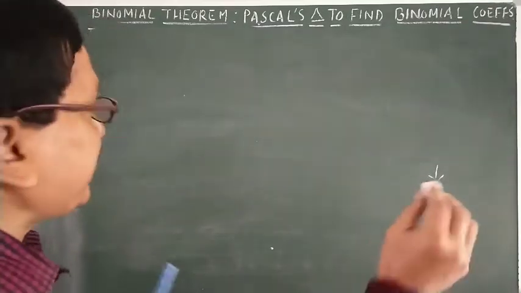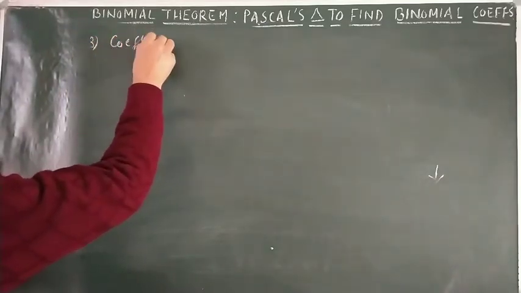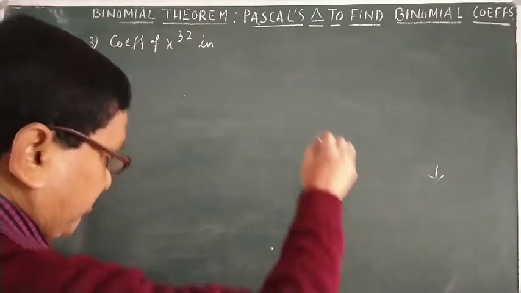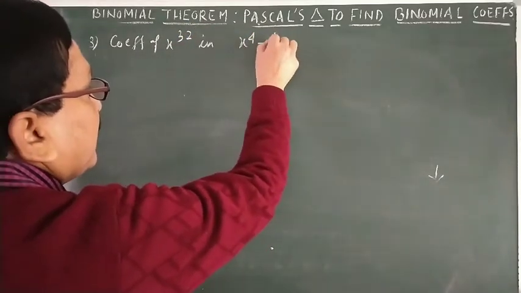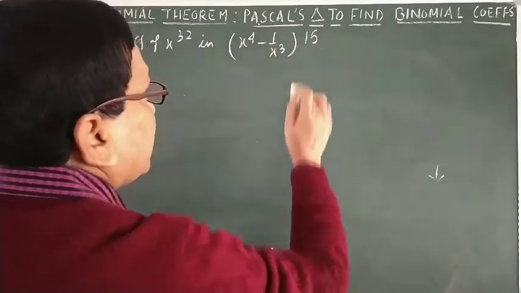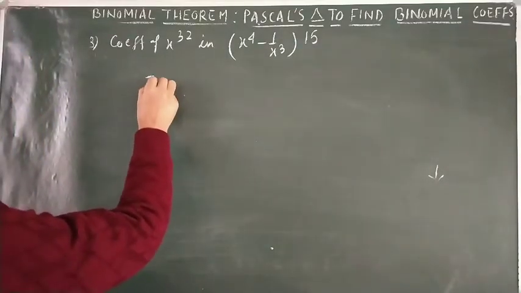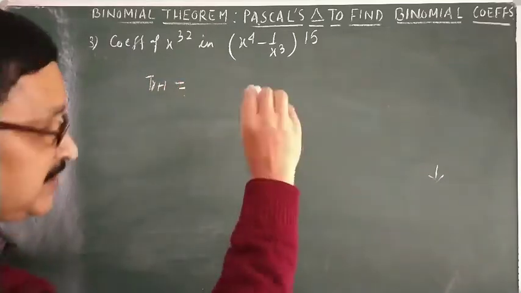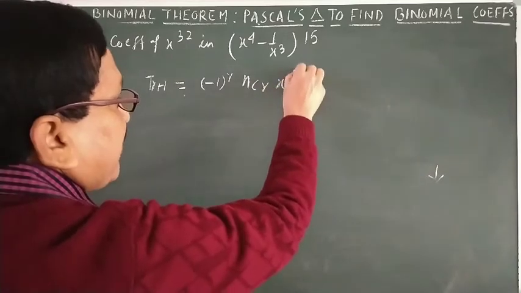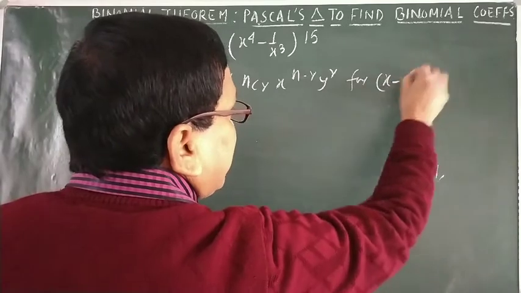Find the coefficient of x to the power 32 in (x4 minus 1 by x cube) to the power 15. Again we are moving towards the real problem. So we know that T(r plus 1), already discussed in the first video, is minus 1 to the power r, nCr, x to the power n minus r, y to the power r. This is for (x minus y) to the power n.